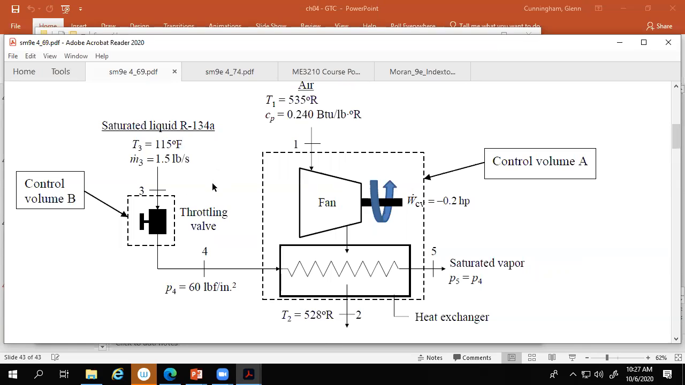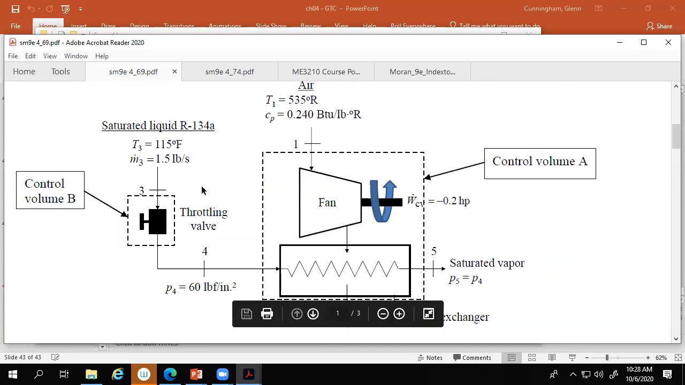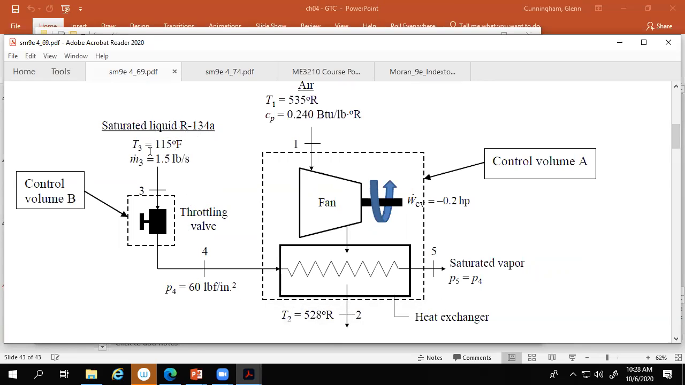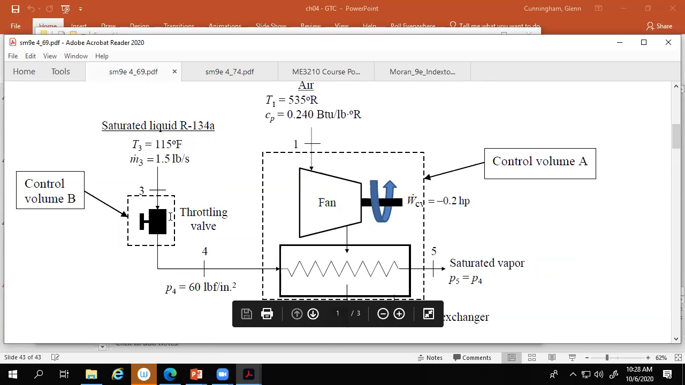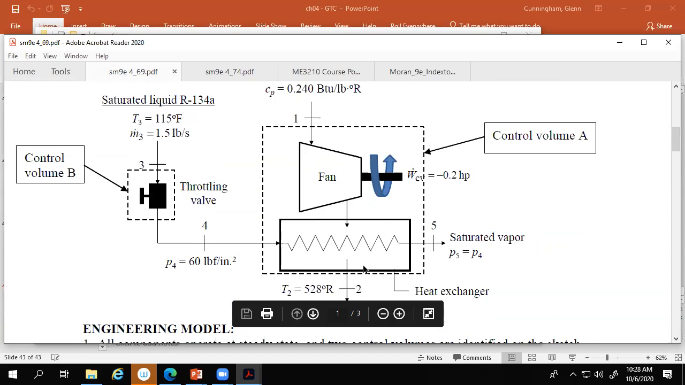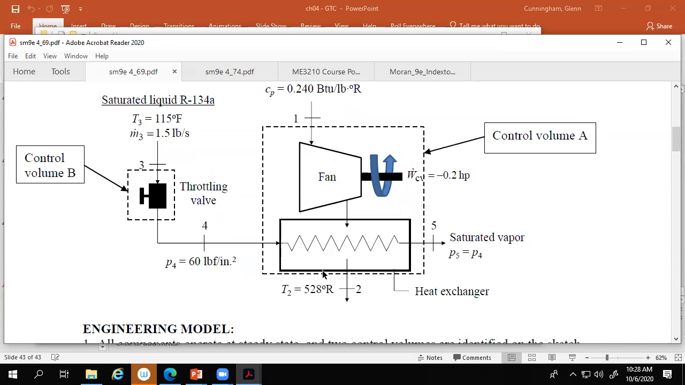So, they're not giving us a pressure right here. It's saturated liquid, so we can go look it up in the tables. So we got 115 Fahrenheit saturated liquid. But anyway, the pressure is going to be higher than this, I guarantee you, because that's what that throttling valve does, is drop pressure. Okay, and then we're going to go into a control volume that has a fan, and this is blowing air across a coil.